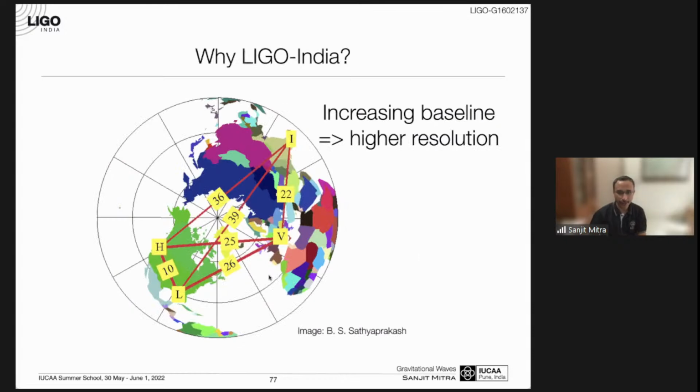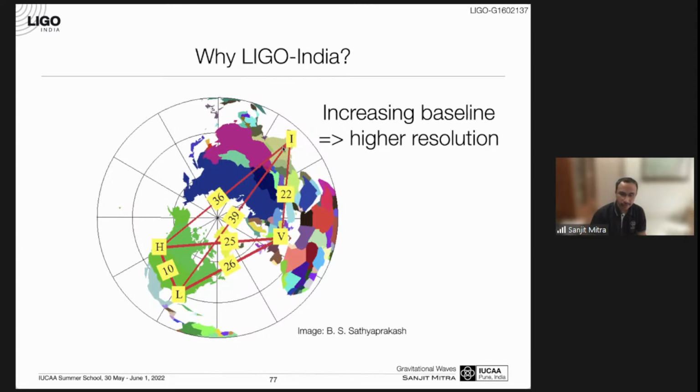What happens with LIGO India is that, you see, this is the globe. We are looking at the North Pole here. This is America, this is parts of Asia, and here is India. So you see that for the two LIGO detectors, the distance is 10 milliseconds, and here is the Virgo detector. The distance is 25 or 26 milliseconds. You can express distances in milliseconds; you have to multiply by the velocity of light to get the proper distance. That is, 10 milliseconds means 3000 kilometers.